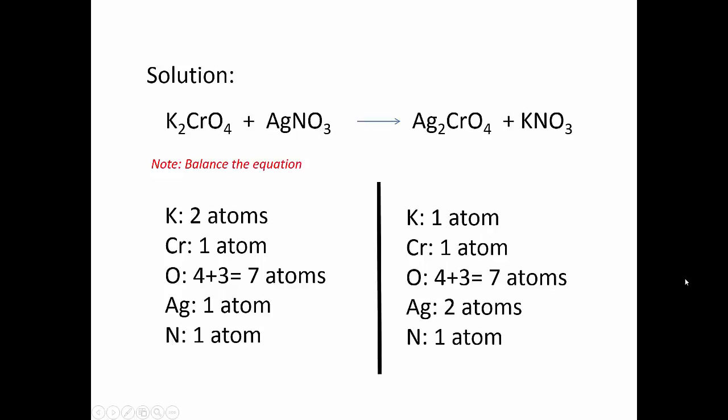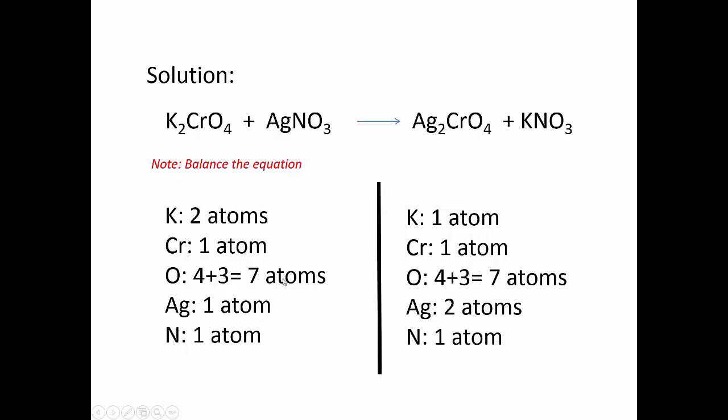Solution. Check if the given equation is balanced. Is this equation balanced? You are right. It is not balanced. We have already discussed balancing equations last time. As a review, let us solve this problem. You have to list all the elements on the reactant and product side. So you have here potassium, chromium, oxygen, silver, and nitrogen.